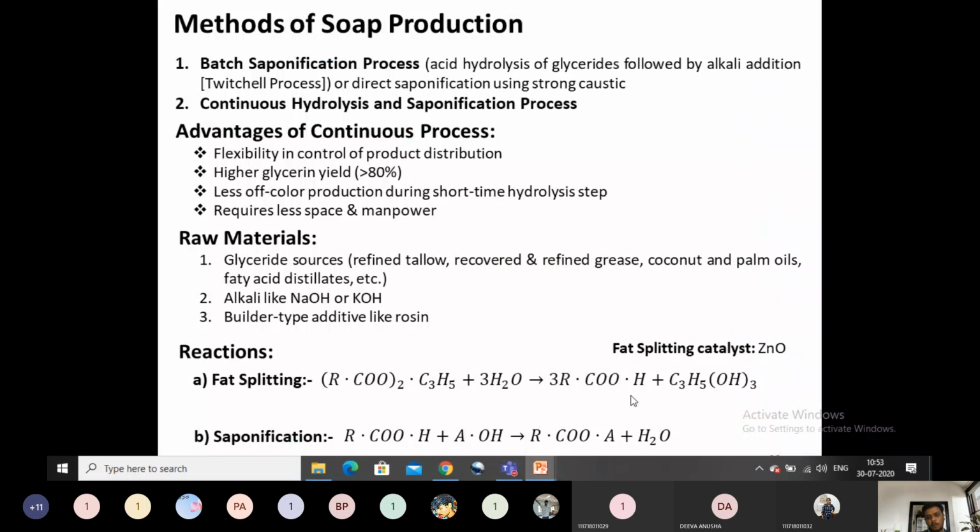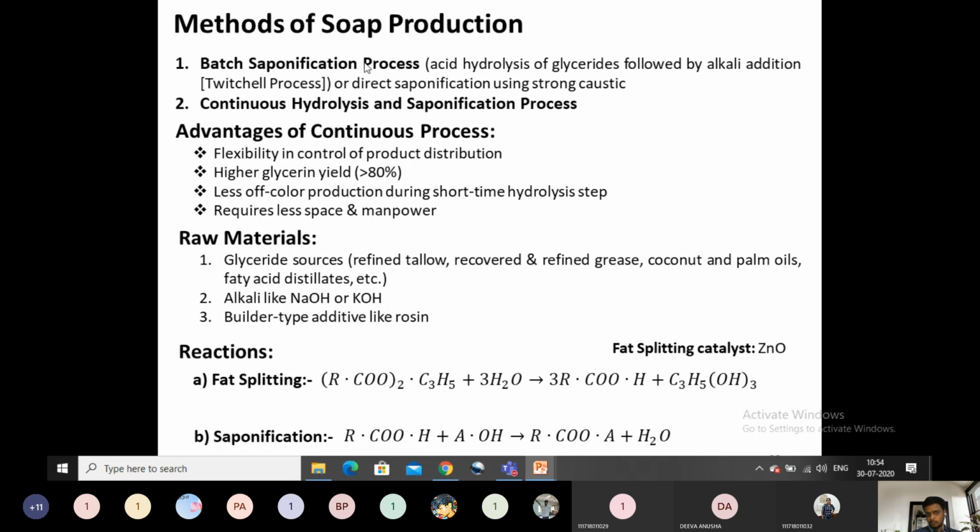See, soap formation or soap manufacture. Soap is nothing but an alkali metal salt of a fatty acid. So an alkali metal salt of a fatty acid is nothing but soap. In order to manufacture soap, there are two types of production processes.